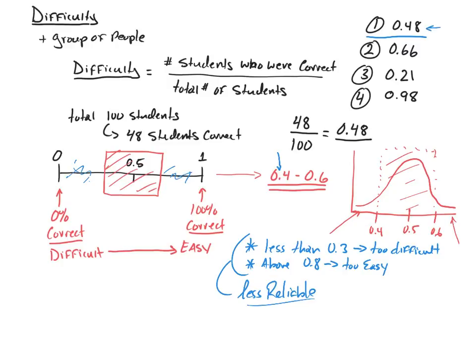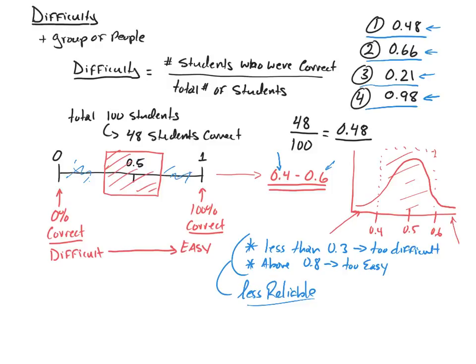Okay, so that's a little more on the difficult end of the range. 0.66 is just a little higher than the 60%, so 66% of the students that encountered this question got it correct. So it's a little on the easier end of the range, a little outside of the range. 0.21, however, is a very difficult question, and only 21% of all the students got that question correct. And then 0.98 is a very easy question, and that is 98% of the students got that question correct.